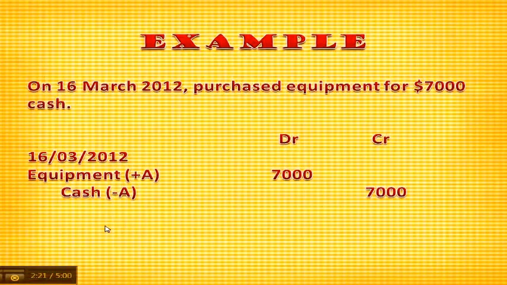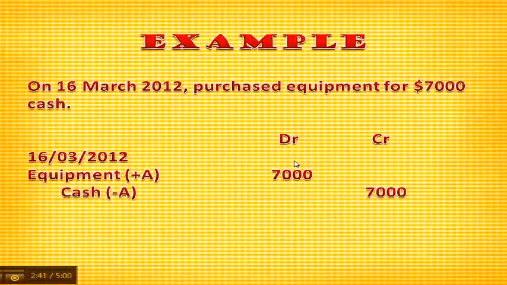Step 3, record a credit account. The business purchases equipment for cash, an asset. As an asset goes out of the business, we credit the cash and $7,000 goes in the credit column. Step 4, we make sure the debit and credit accounts balance.